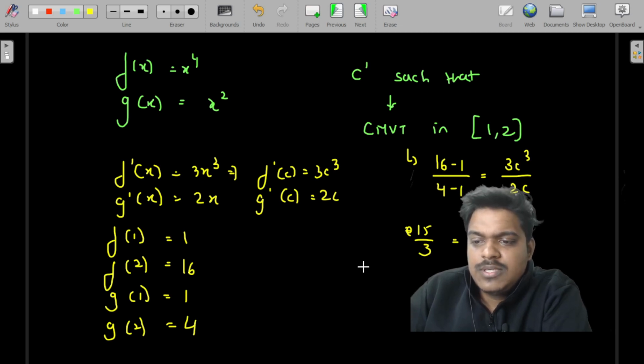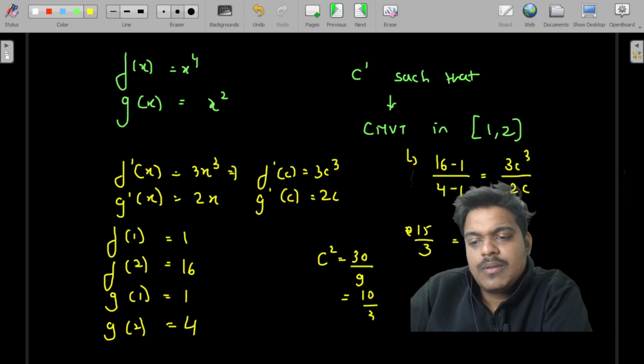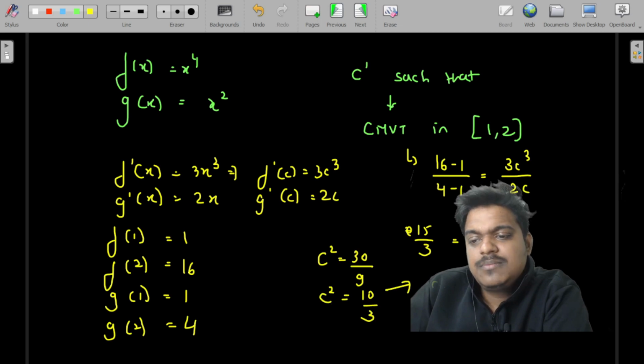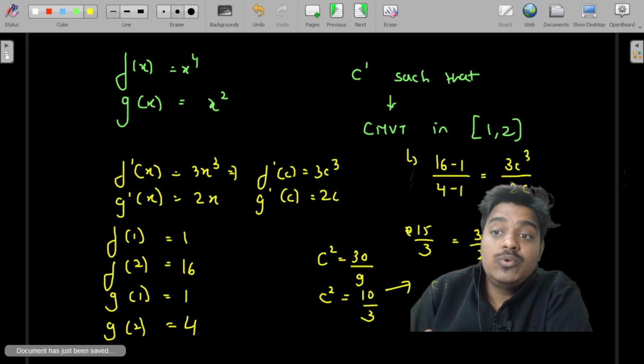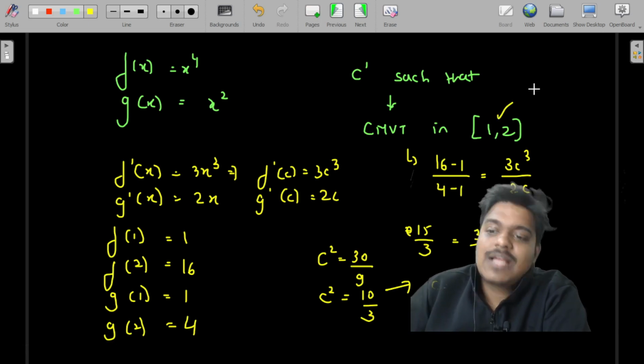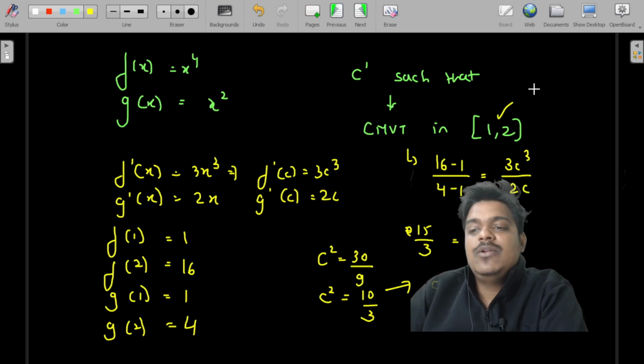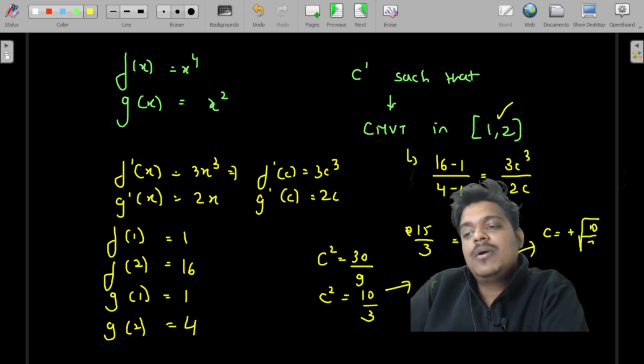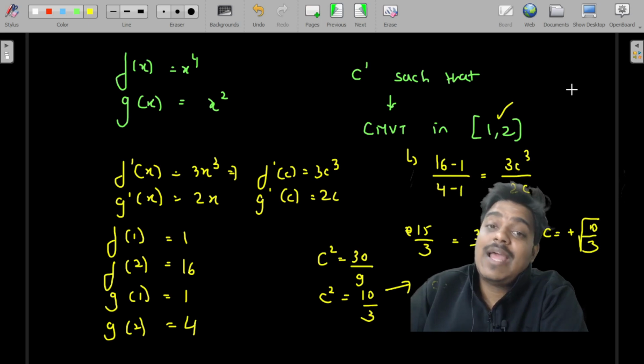Simple. So c square is equal to 30 by 9, or you can say 10 by 3. Now the value of c can be plus minus root over 10 by 3, but you need to check which value is actually lying in between. Out of the two values, the value that we need to accept is plus root over 10 by 3, because minus root over 10 by 3 is not even lying in this range.